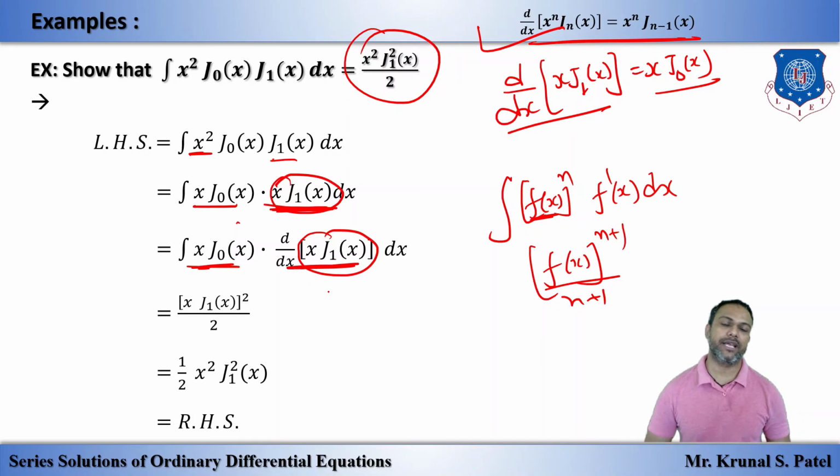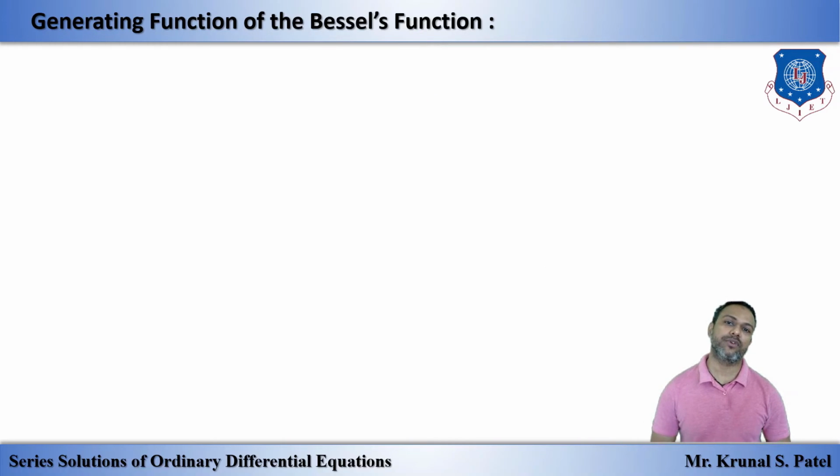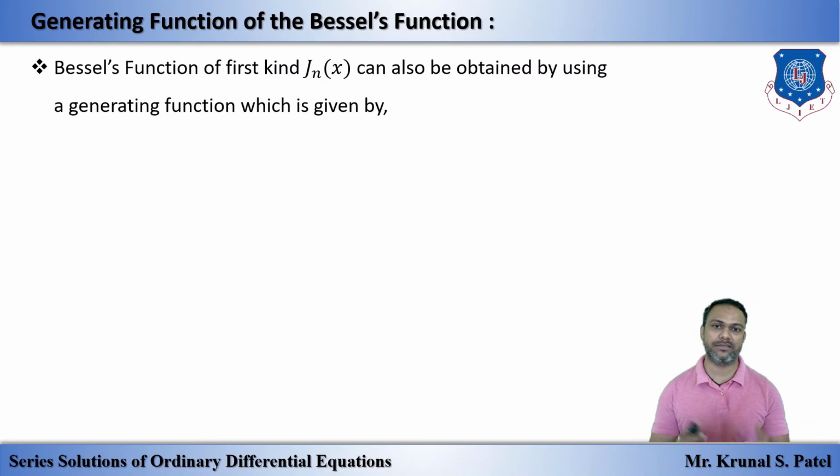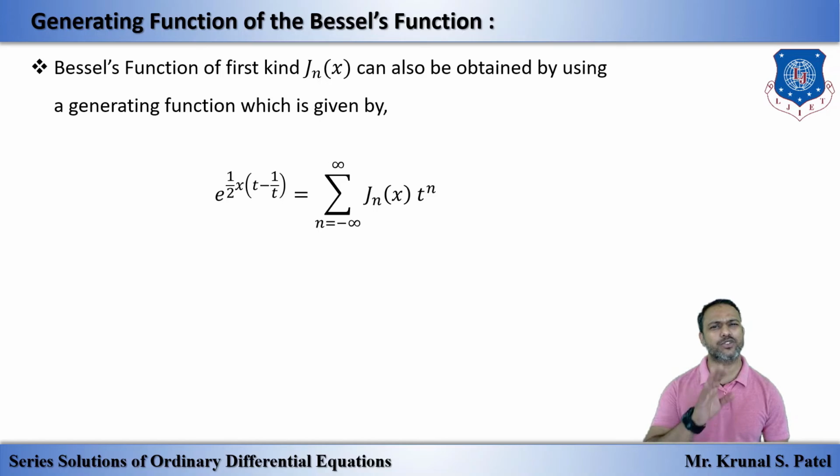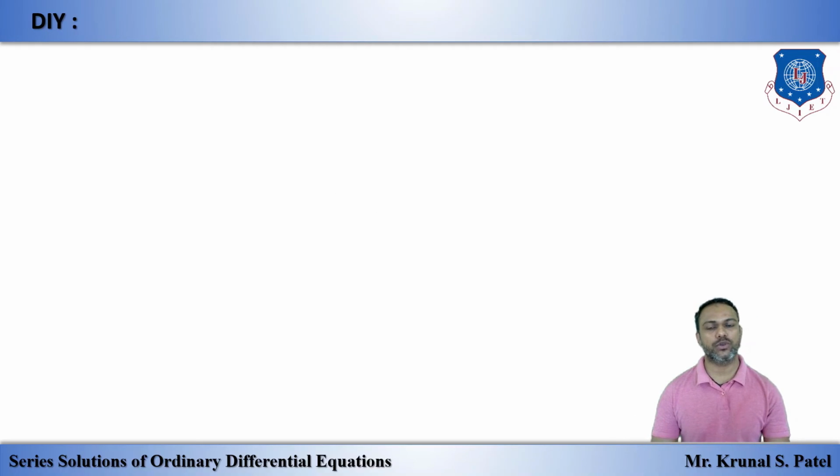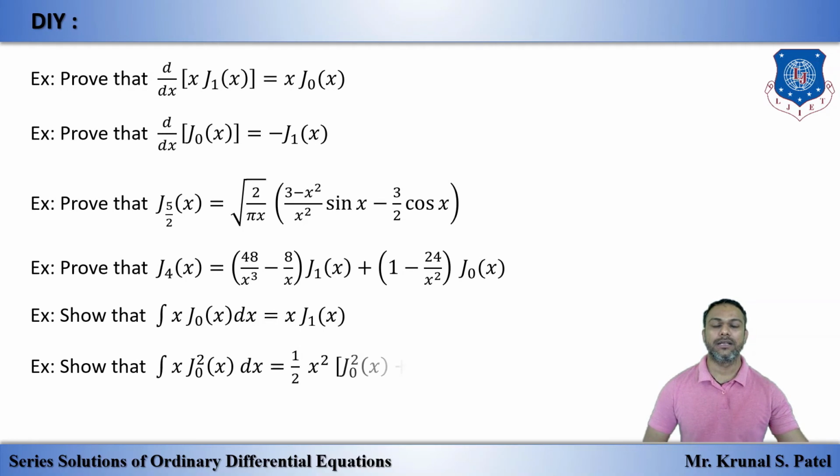Similarly, we have the generating function for Bessel's function. Same as the generating function for Legendre polynomial, we have this generating function for Bessel's function, and you just have to remember the statement. We are not going to use this generating function in any recurrence relation, because in Bessel's function recurrence relations we already use basic identities. So these are the DIY exercises that you can solve by using the previous lecture on Bessel's and this lecture on Bessel's. By combining these two lectures we can solve these DIYs.